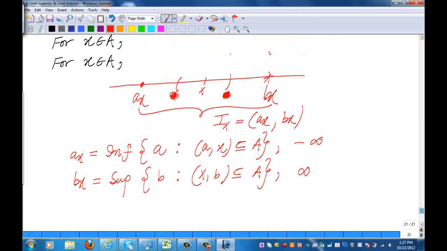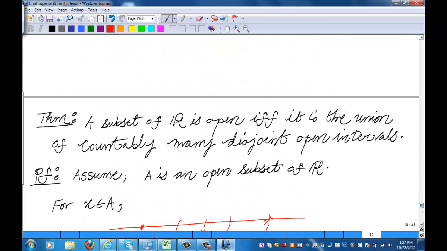So we already showed that A is the union of open intervals. But what do I have to show? I have to show that A is the union of countably many disjoint open intervals. So all I have to do now is show you why we can make it countable, and why they are disjoint.